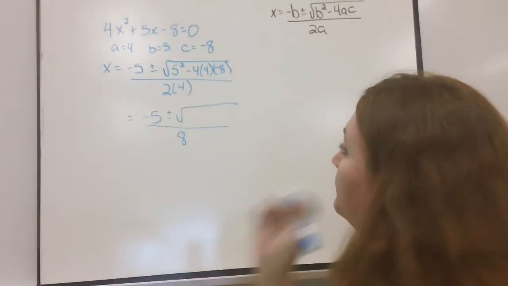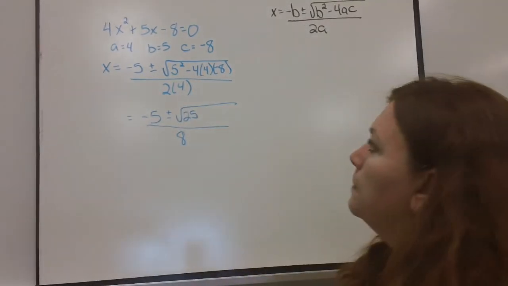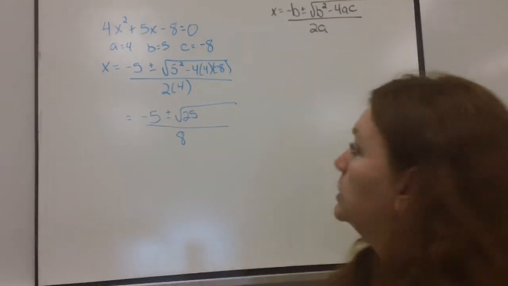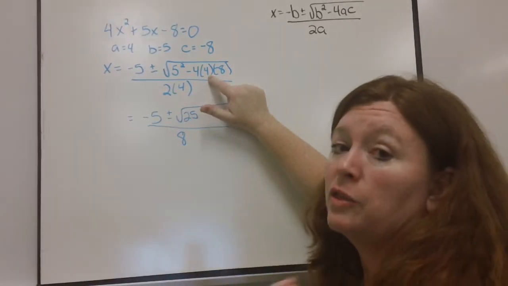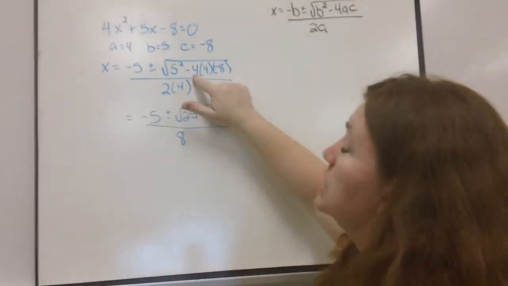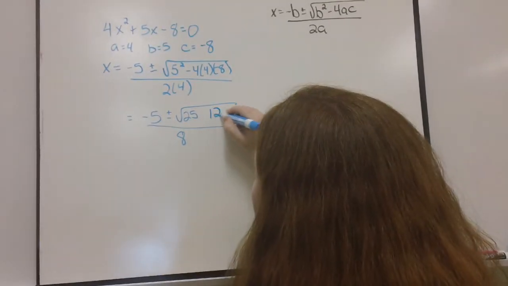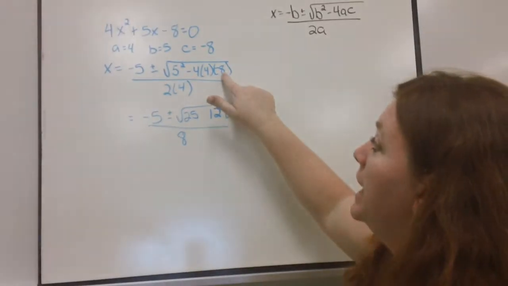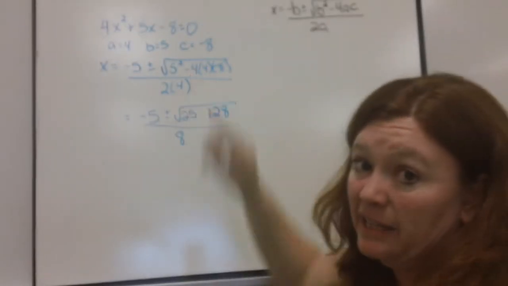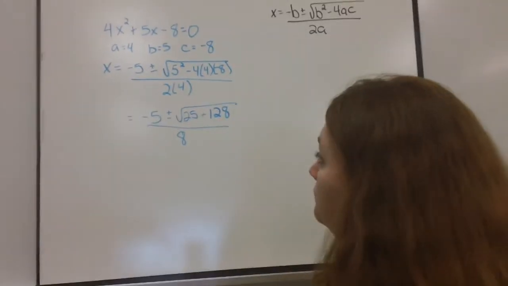Sorry, it's a little wavy. All right, 5 squared is 25. Now, I'm going to multiply backwards. Remember I said, forget the signs for a minute. 8 times 4 is 32. 32 times 4 is 128. Now, I have a negative times a positive times a negative, which gives me a positive, so I write plus.